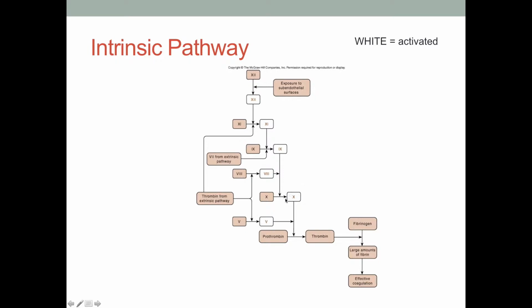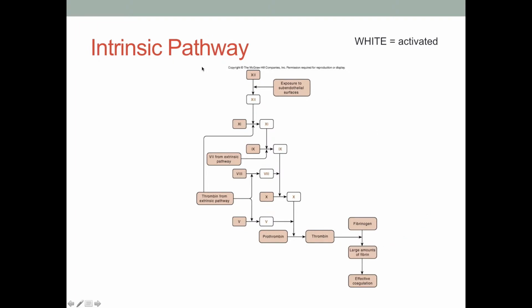And once we're at 10, again, final common pathway: prothrombin into thrombin, fibrinogen into fibrin. And in this case, when we have a huge amount of thrombin, that's called a thrombin burst. The more thrombin there is, the more fibrinogen can be turned into fibrin. The more fibrin, the more effective the coagulation and the hemostasis.